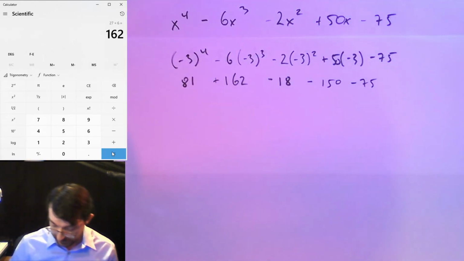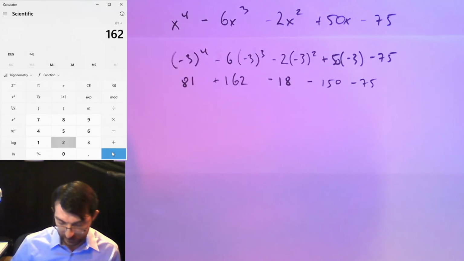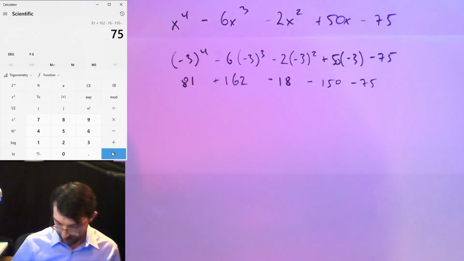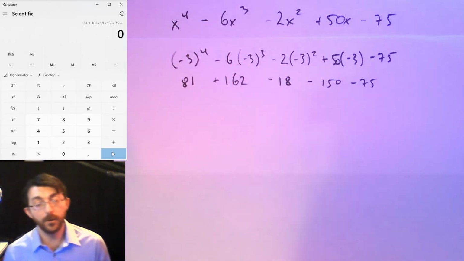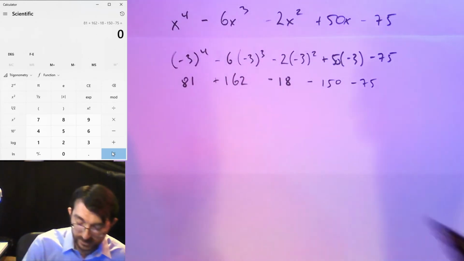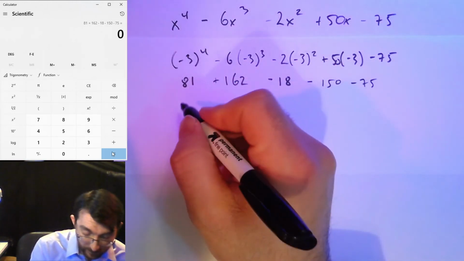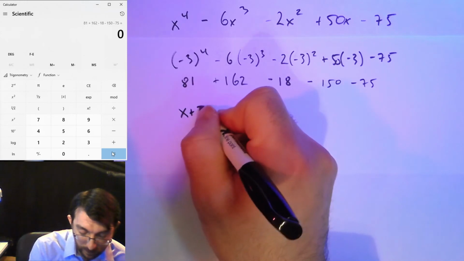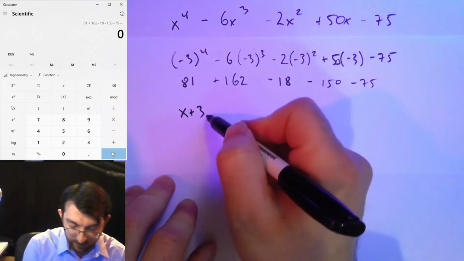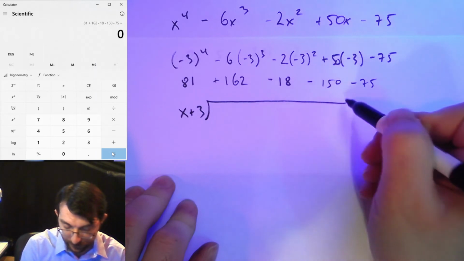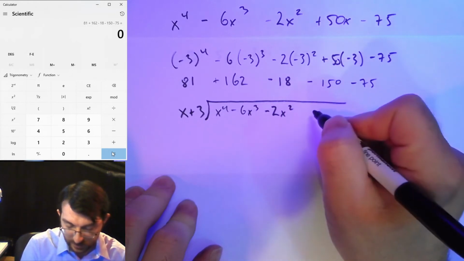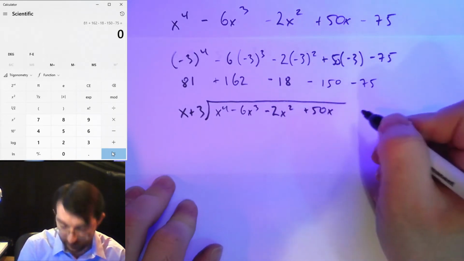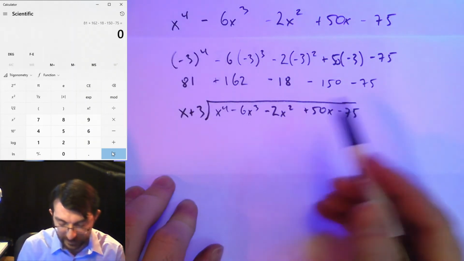Boy, that's a lot. 81 plus 162 minus 18 minus 150 minus 75 is 0. Okay, so we've got a 0 confirmed. That part works. Pretty sure that this formula works now, but I just have to keep going. So since negative 3 is a 0, that means x plus 3 is a factor. So I will be dividing x to the 4th minus 6x cubed minus 2x squared plus 50x minus 75. I will be dividing this.